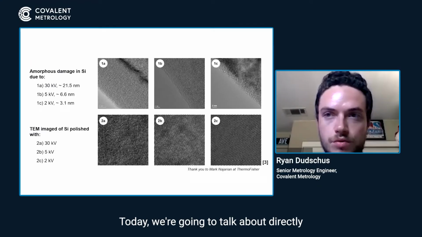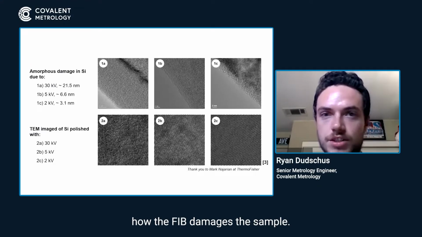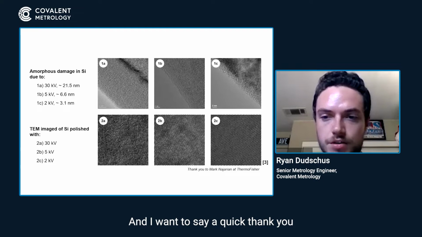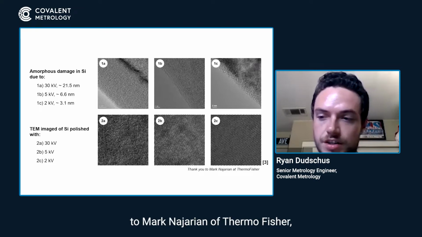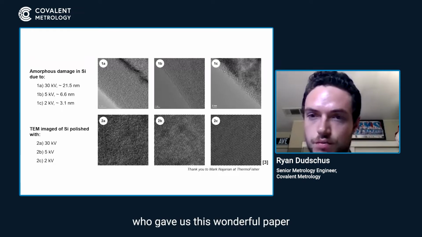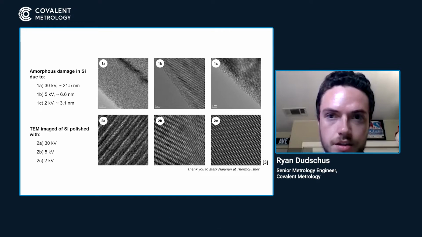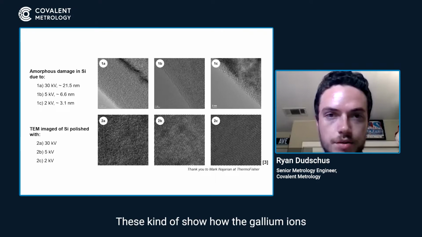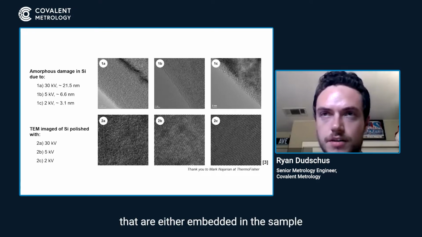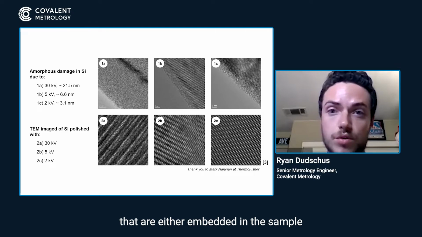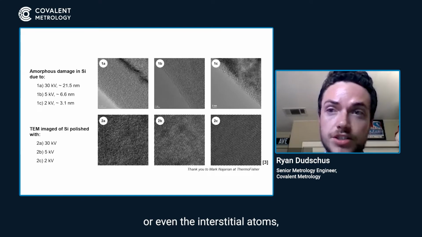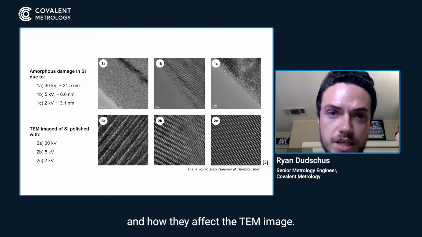Here we're going to talk about directly how the FIB damages the sample. And I want to say a quick thank you to Mark Nigerian of Thermo Fisher, who gave us this wonderful paper by Giannuzzi, Gertz, and Ringnold. These show how the gallium ions that we talked about, either embedded in the sample or even the interstitial atoms, affect the TEM image.